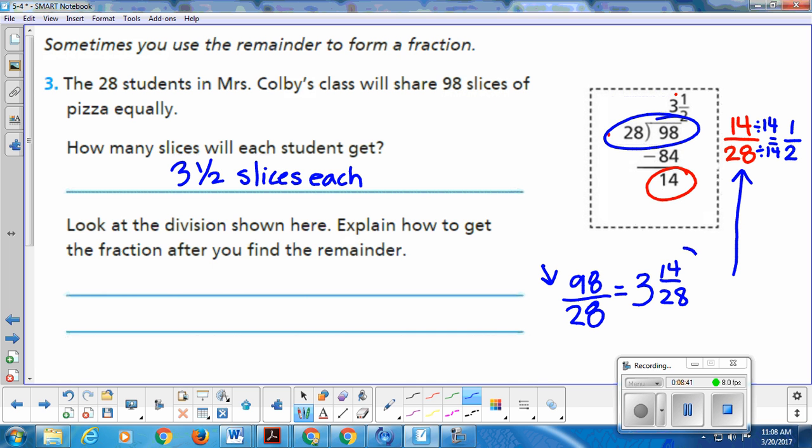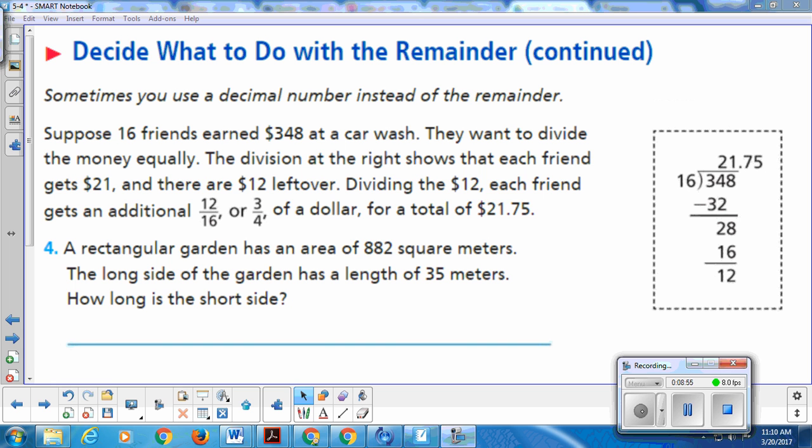And then this can be simplified. These are skills that we have already. This is not earth-shatteringly new. It just is in a different situation. So, there's one more after this.